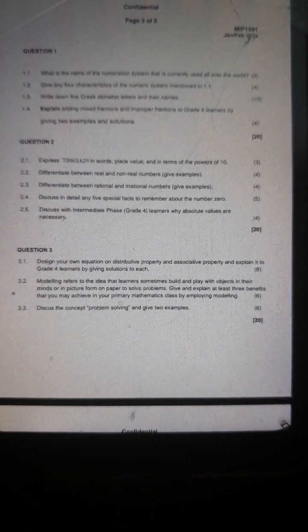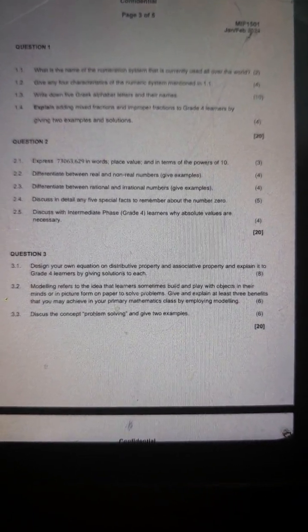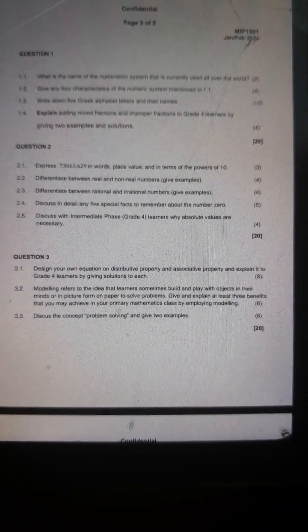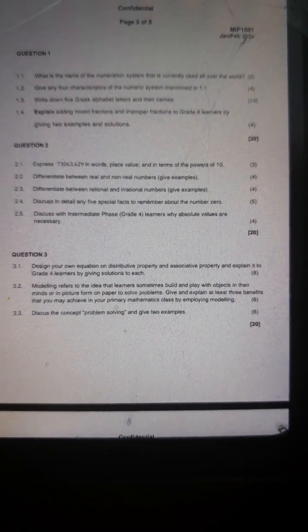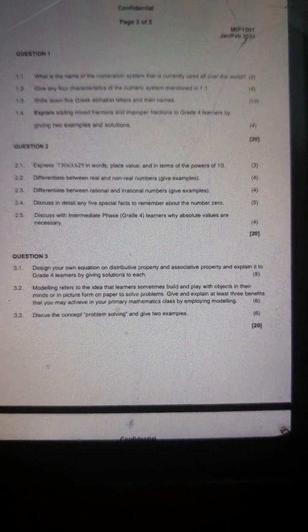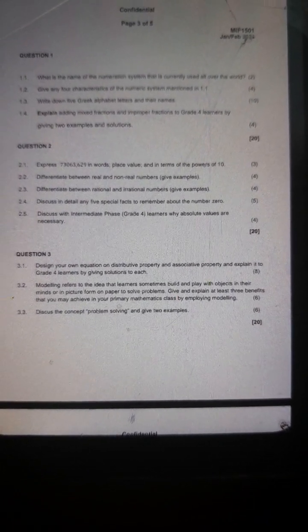So we are looking at question 3, guys. They said at 3.1, design your own equation on distributive property and associative property and explain it to grade 4 learners by giving a solution to each. That's 8 marks.